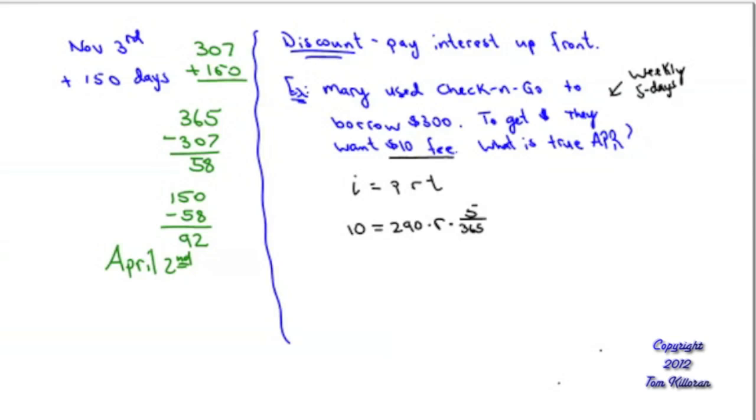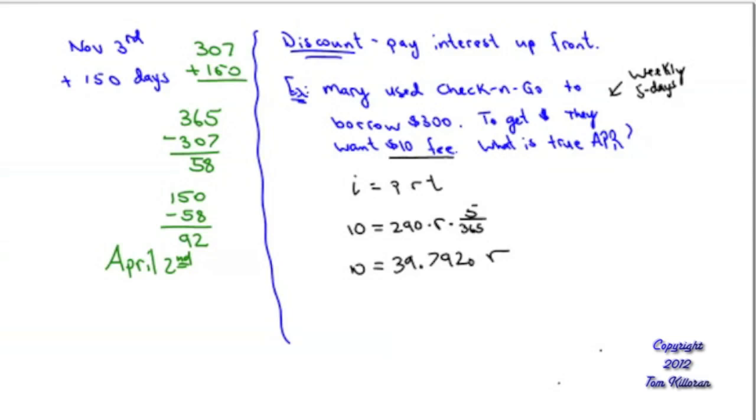Multiply 290 times 5 divided by 365. Get an answer: 39.72. Give me 4 decimal places. 3.9726. You want these 4 decimal places for accuracy, and then 3.9726 times R.